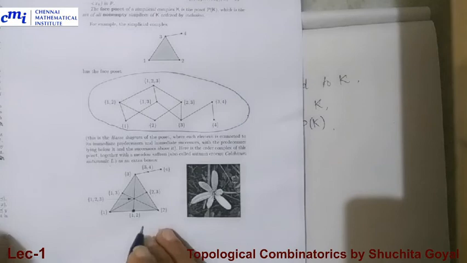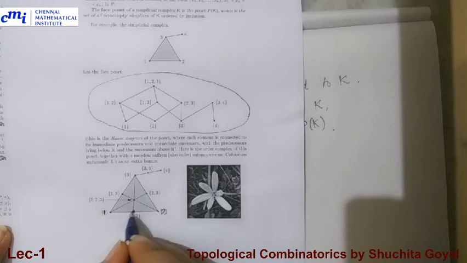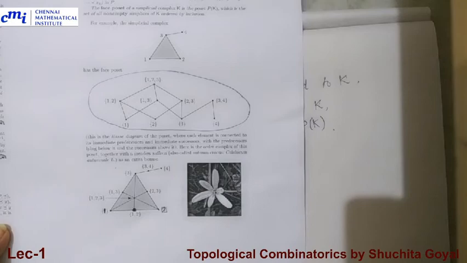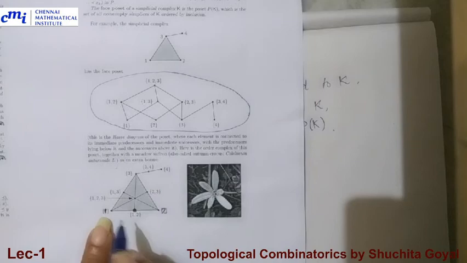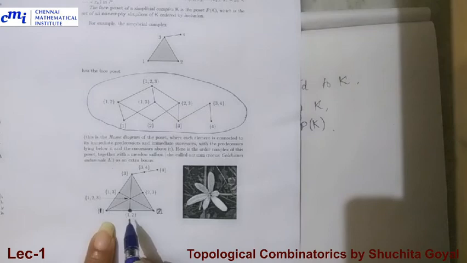So starting with 1, starting with 2, 1, 2 is a point. So if you are constructing it this way, that all of these elements that appear in the Hasse diagram become the points of a simplicial complex in the way I'm going to explain, then we get something really interesting.